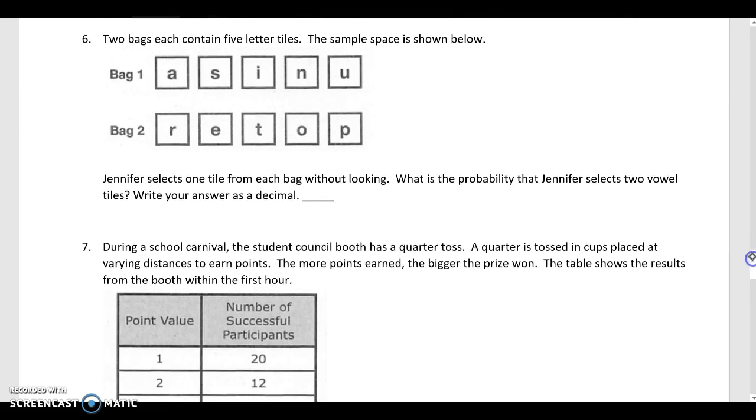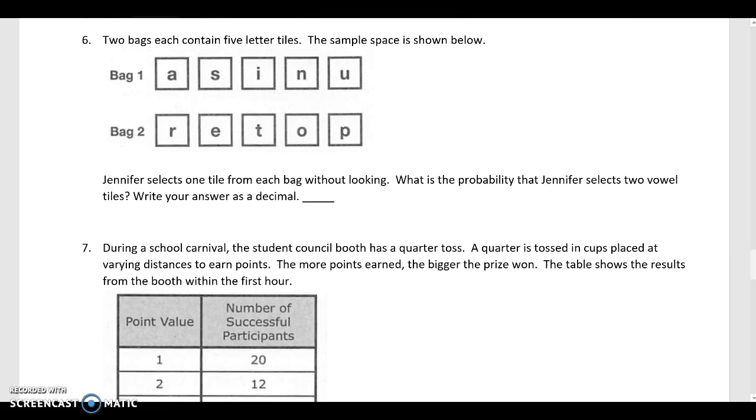All right, moving right along. Number 6. 2 bags each contain 5 letter tiles. The sample space is shown below. Jennifer selects 1 tile from each bag without looking. What is the probability she selects 2 vowels? Okay, so are they dependent or independent? Independent because they're 2 separate bags. You're taking 1 out of 1 bag and then 1 out of the second bag.